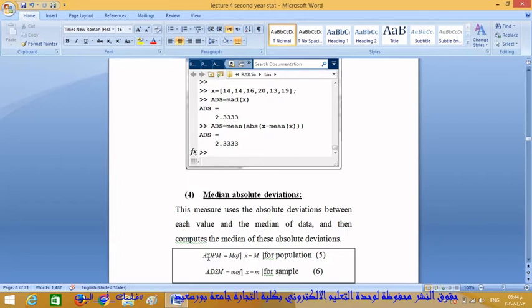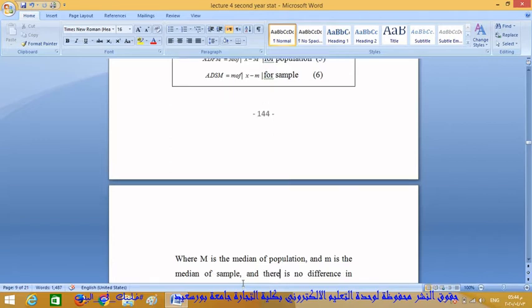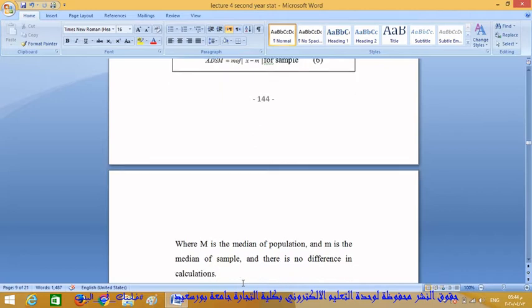For a population, we say ADPM, absolute deviation for population median, and here ADSM, absolute deviation for sample median. Where M capital is the median of the population, and m small is the median of a sample. There is no difference in the way of calculating the mean absolute deviation or the median absolute deviation for a population and for a sample.